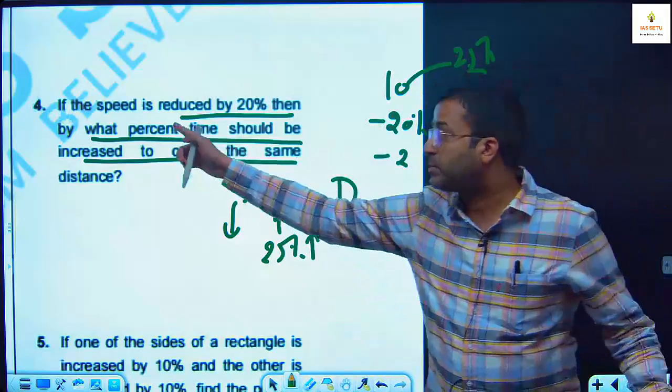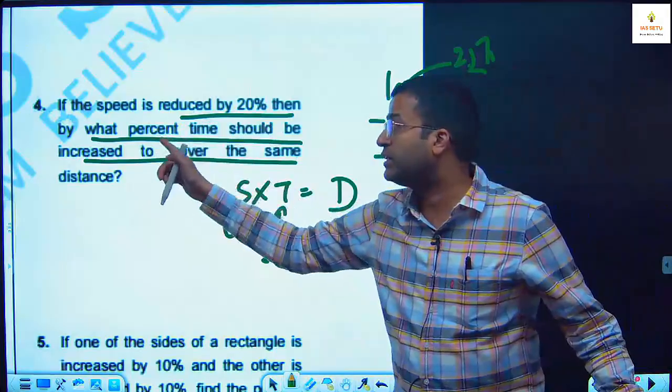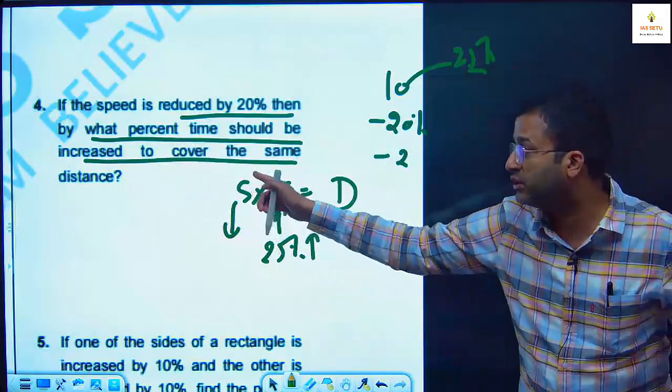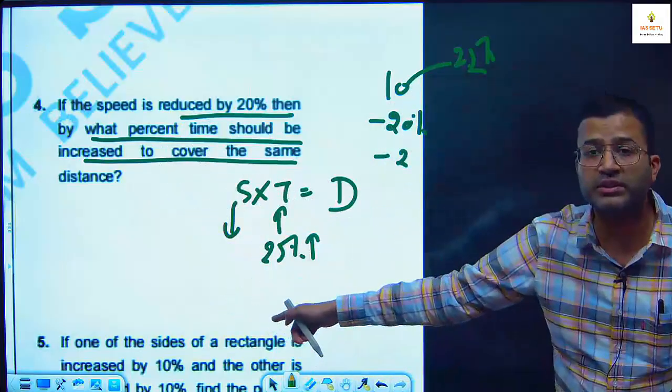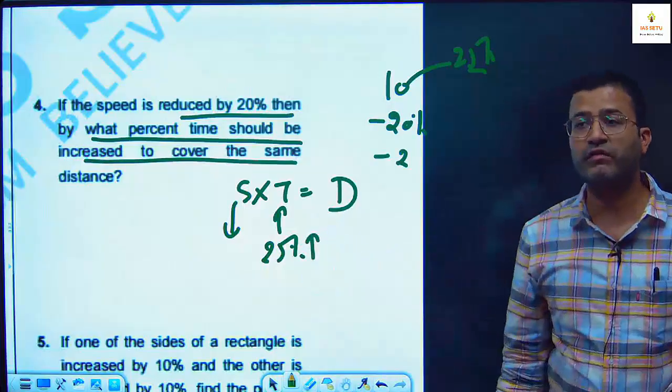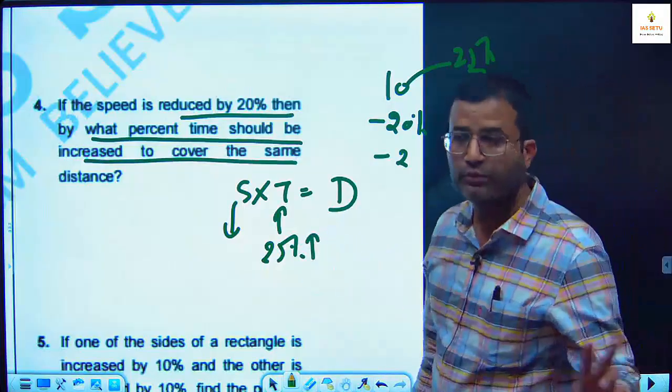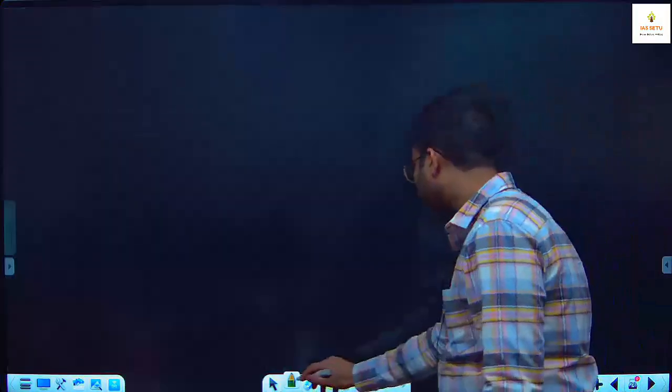Similarly here, speed is reduced by 20%, then by what percent time should be increased to cover the same distance? 20% decrease compensated by 25% increase. Just give me 2 minutes. ठीक है, let us revise this table.